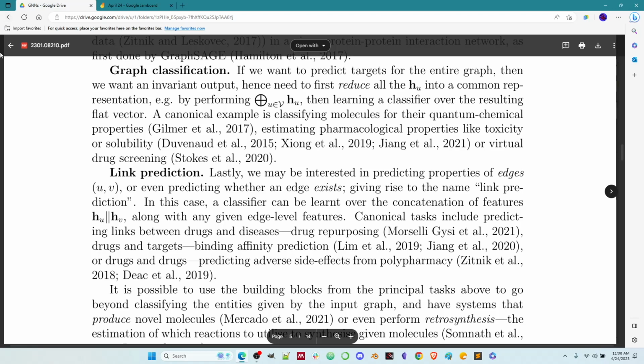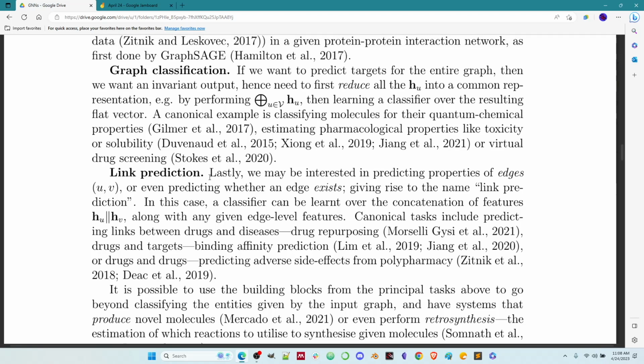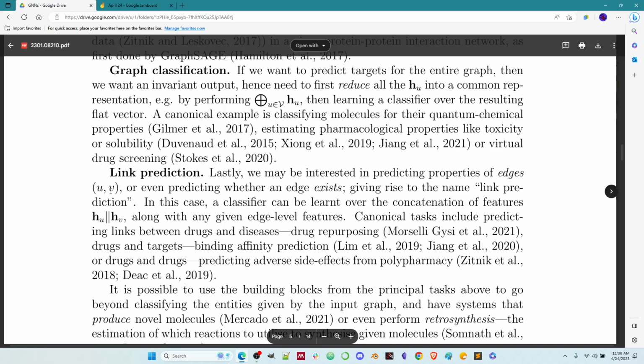But sometimes you want to predict the links. Sometimes you don't know what the links are until you actually have a prediction mechanism to say which things are most likely to interact. Or sometimes it's not clear from the data which things are most likely to interact over time. So you can actually build a model of link prediction. So we may be interested in predicting properties of edges, UV, or even predicting whether an edge exists, giving rise to the name link prediction.